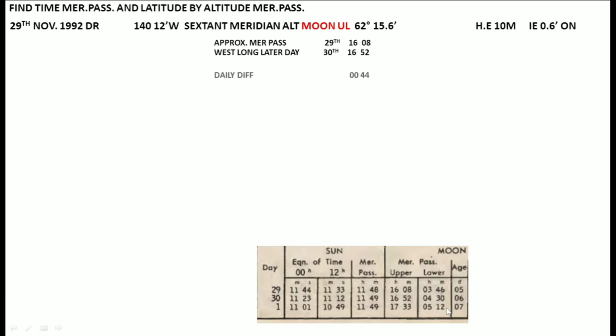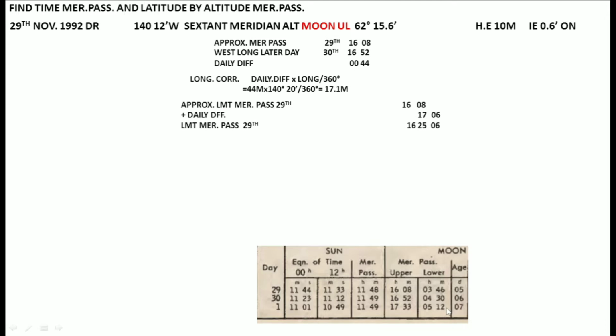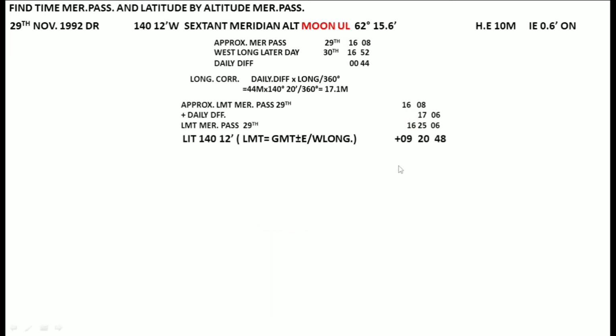Find the daily difference. Then we find the longitude correction, which we discussed in one of the previous topics. Being west, the daily difference is added, and we get the LMT of meridian passage. But if the question asks for the exact meridian passage, then this would not be acceptable.